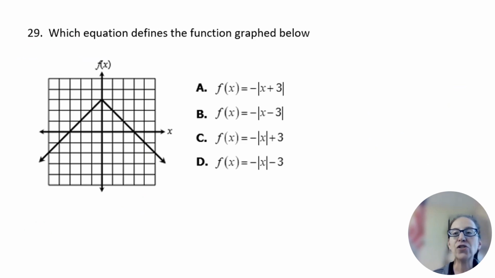This one you'll also notice does not have Desmos. Now you could do this on Desmos. You could type in option A, type the whole thing in, option B, type the whole thing in, and then look for the option that matches. And that will work, but it's going to take you time.